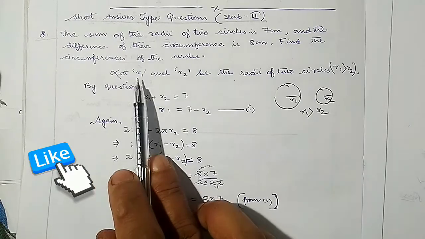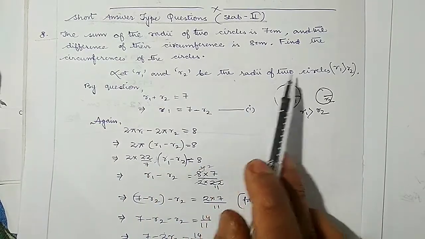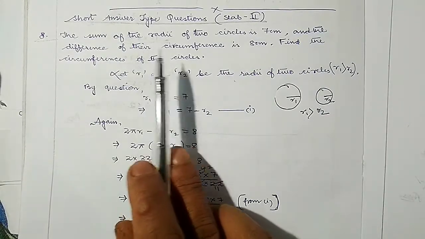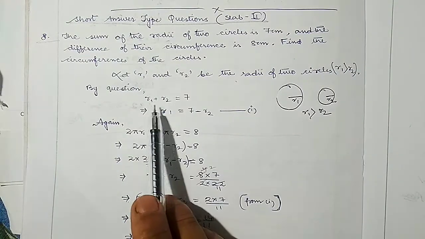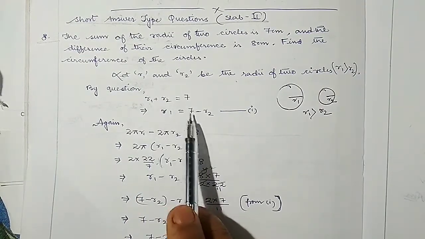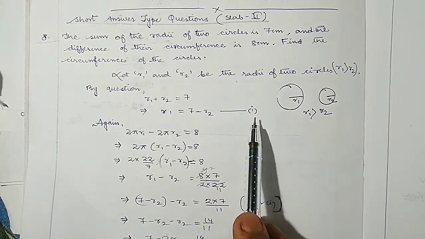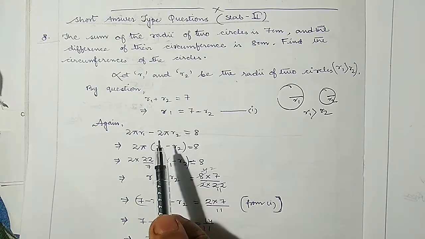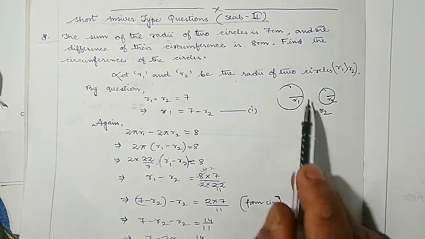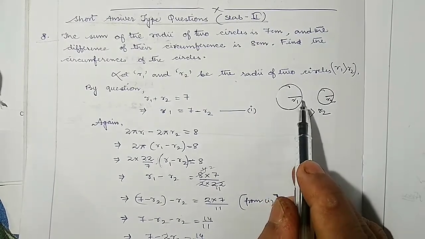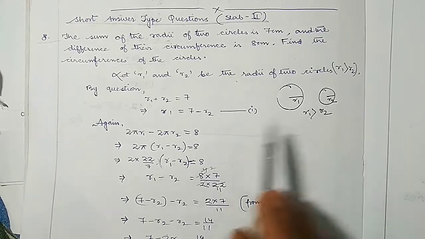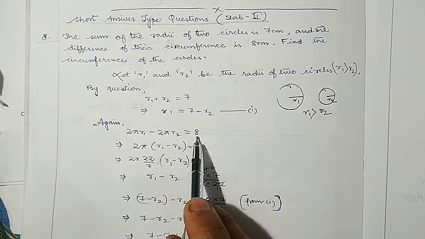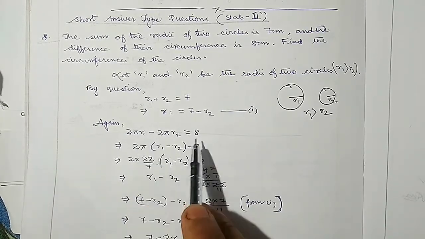So we write: let r1 and r2 be the radii of two circles where r1 is greater than r2. Now in the question it is given that the sum of the radii of the two circles is 7, so r1 plus r2 will be 7, so r1 will be 7 minus r2. Let it be equation number 1. Clear this part? Now again it is given the difference in their circumferences. We know the circumference of a circle is 2 pi r, and as we have considered radius r1 greater than radius r2, we can write 2 pi r1 minus 2 pi r2 equals 8, because the difference in their circumferences is given as 8 cm.